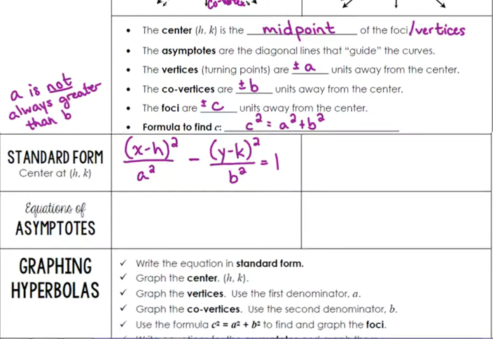What tells you the difference between horizontal versus vertical is which one is positive. So if the x comes first and the y follows the minus sign, then it's horizontal. If the y comes first and the x follows the minus sign, then it is vertical.